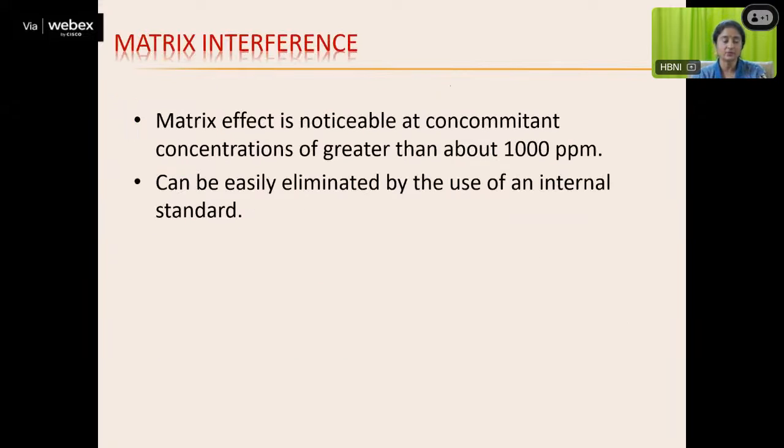All those things you have seen are spectral interferences. Matrix interference is noticeable when your matrix or concomitant concentration is greater than 1000 ppm, which can be easily eliminated by using an internal standard.